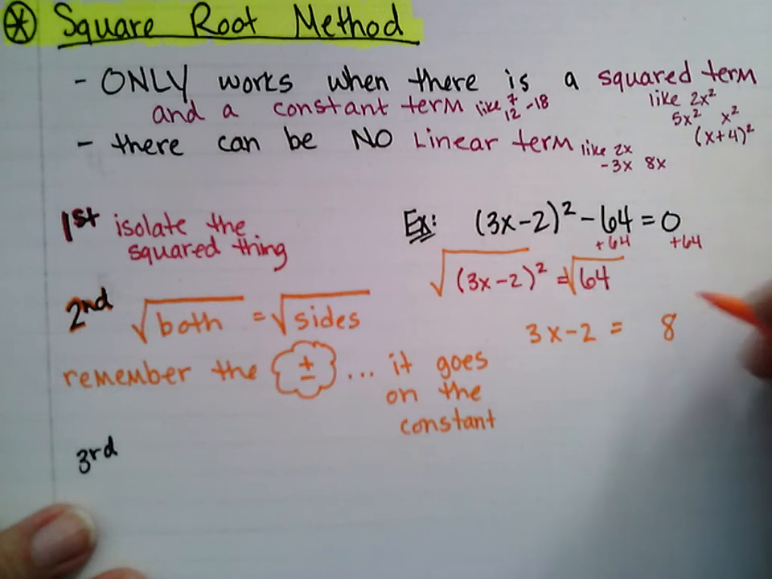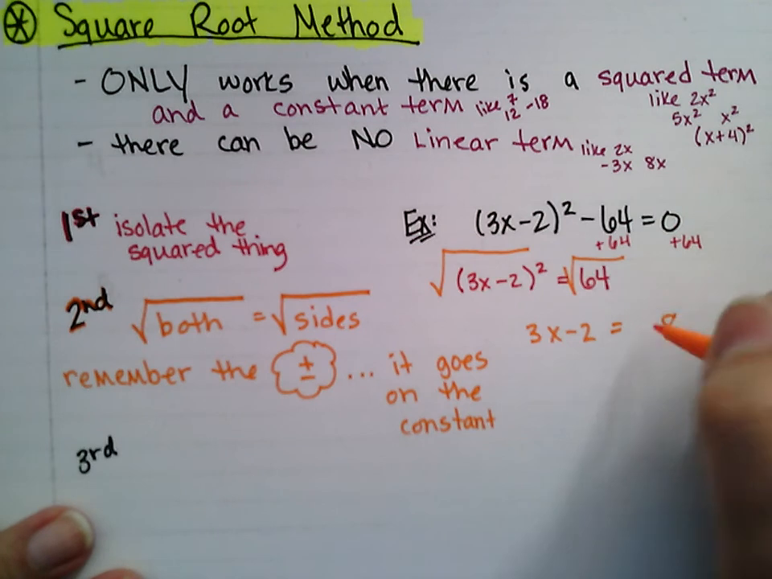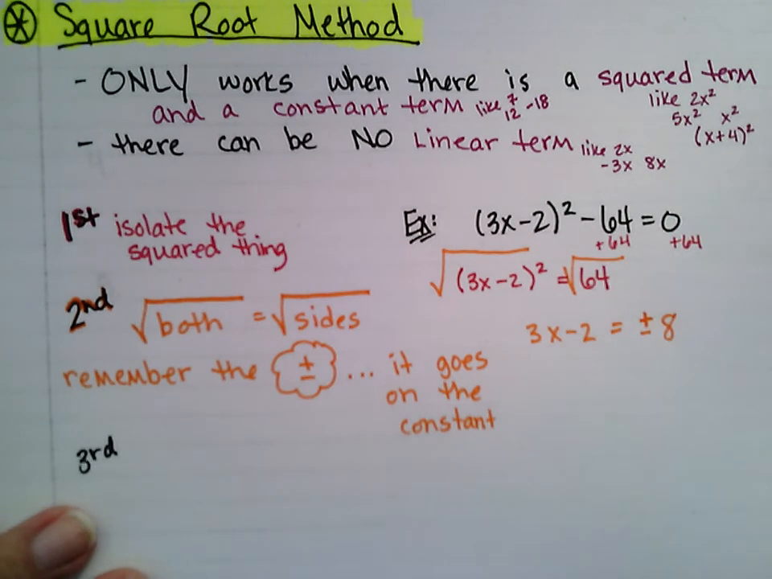And on the right side, if you put 8 on a test, I'm going to write you a note, what did you forget? And you'll be like, I don't know. But every time I ask you, what did you forget? The answer is almost always the plus or minus. Because if I take 8 times 8, I get 64. But if I take negative 8 times negative 8, I also get 64. So we have got to remember the plus minus every time you take the square root of both sides.